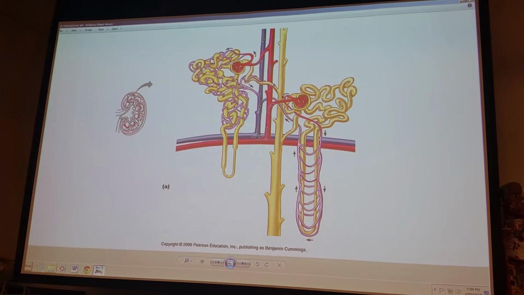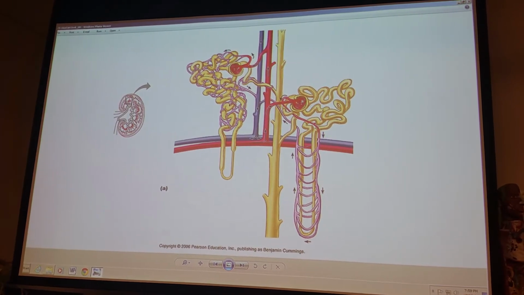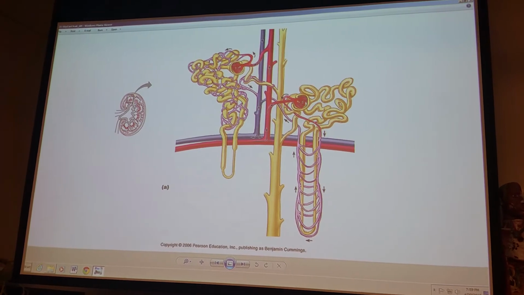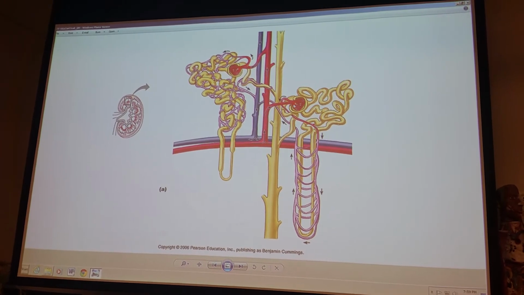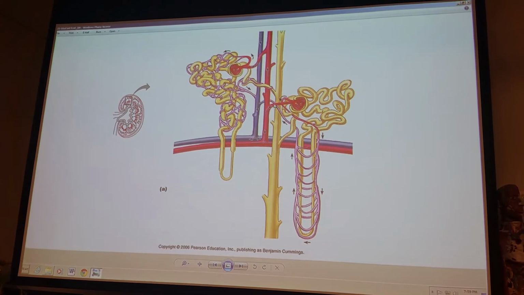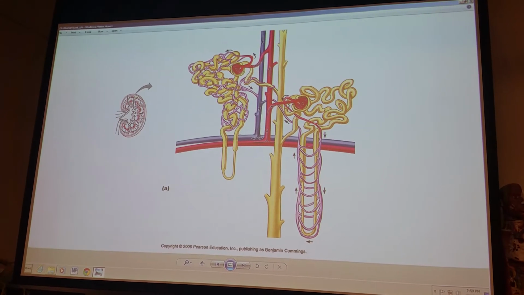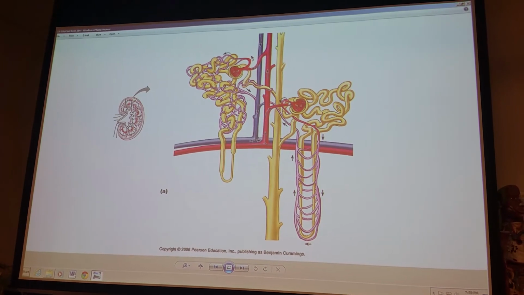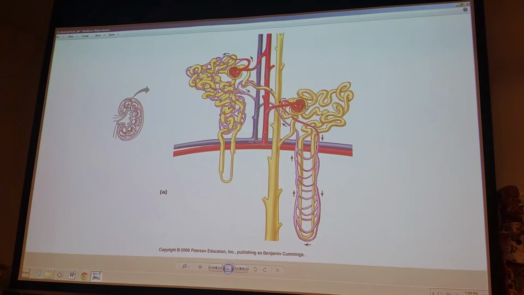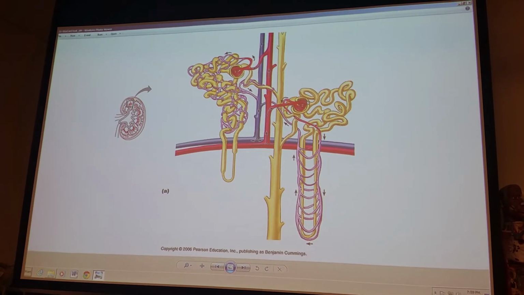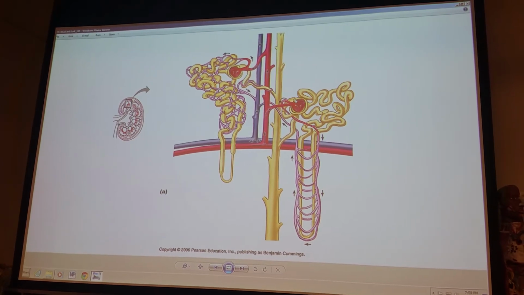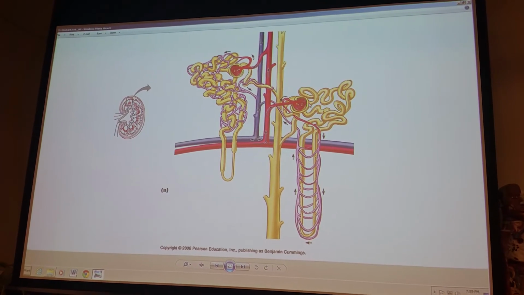So, what's this bed of capillaries called? The glomerulus. What's this blood vessel? Afferent arteriole. What's that blood vessel? That's right. Okay. What's this structure? Bowman's capsule or glomerular capsule. Okay. What's this?